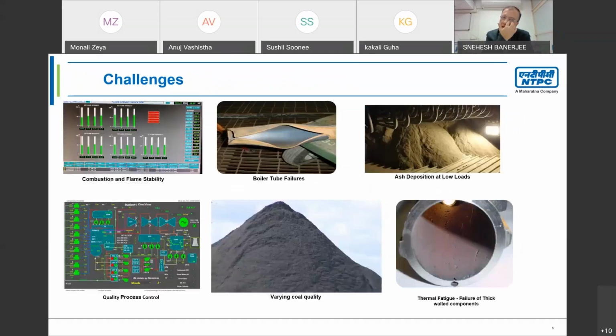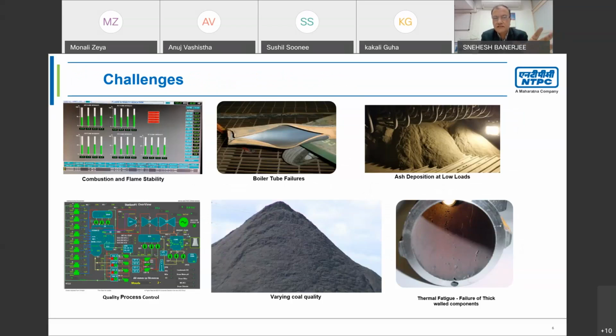These are some of the pictorial views where we are really facing challenges of flame stability. When we come to the context of minimum loading operations, the most important aspect that comes to an operator's mind is whether the flame will be stable under minimum loading operations.